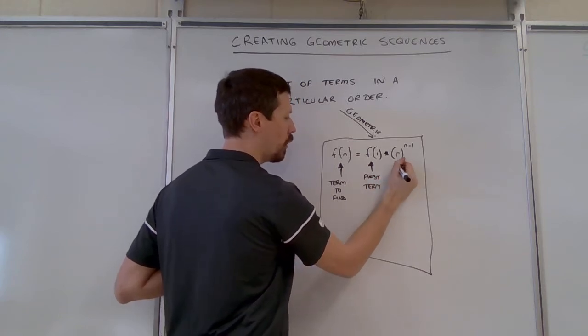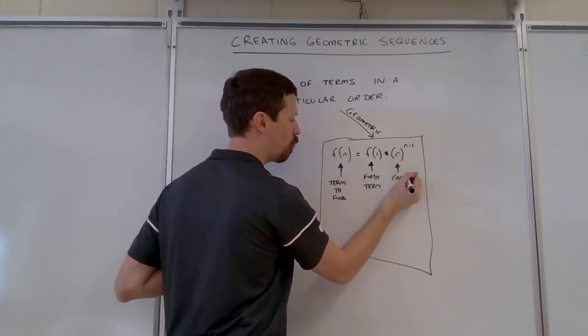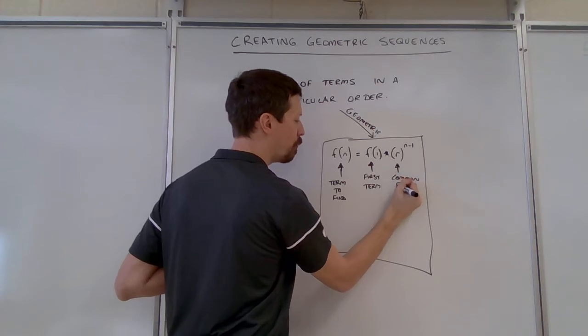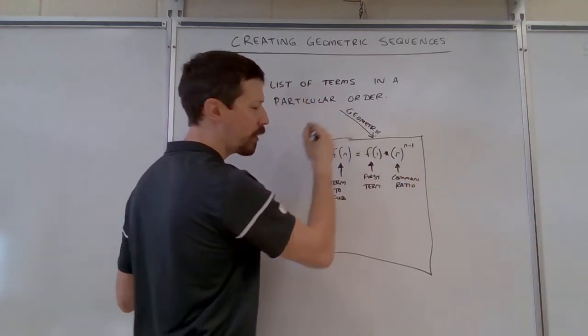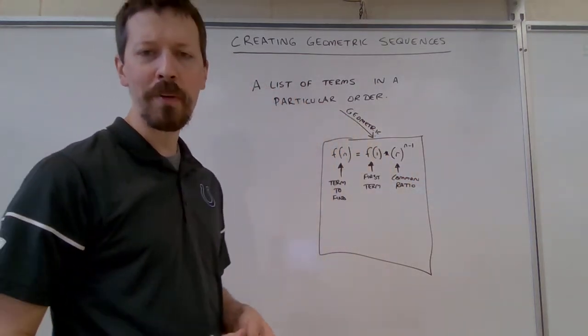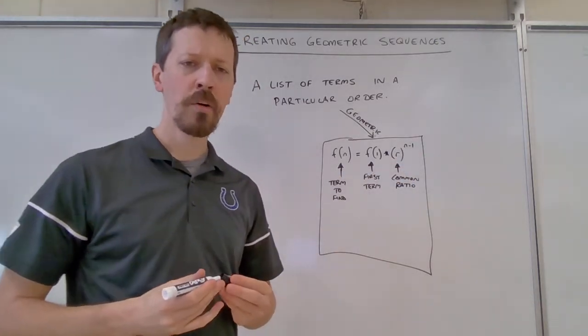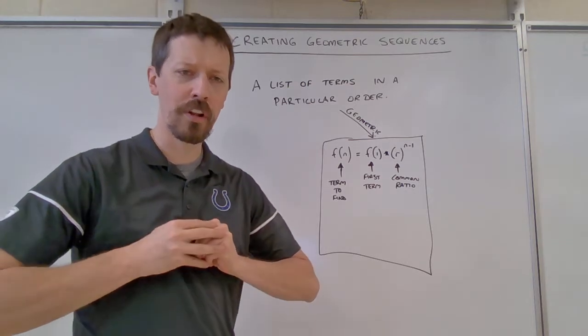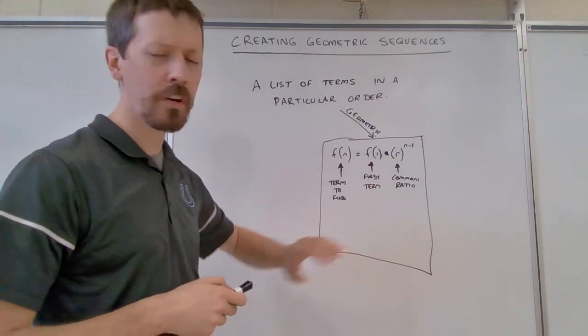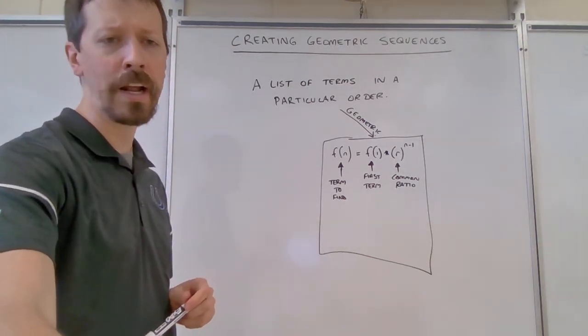And r, that's going to be our common ratio. Now remember, before we had a common difference when it comes to arithmetic. For geometric, it's going to be common ratio, and we raise it to the power of n minus 1. We're going to do some examples of these here in a little bit, but I just want to go ahead and show you that so that you've got it.